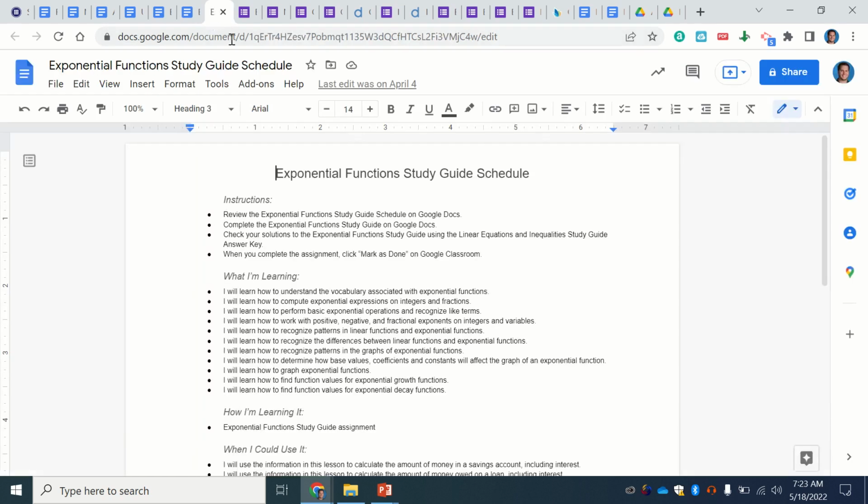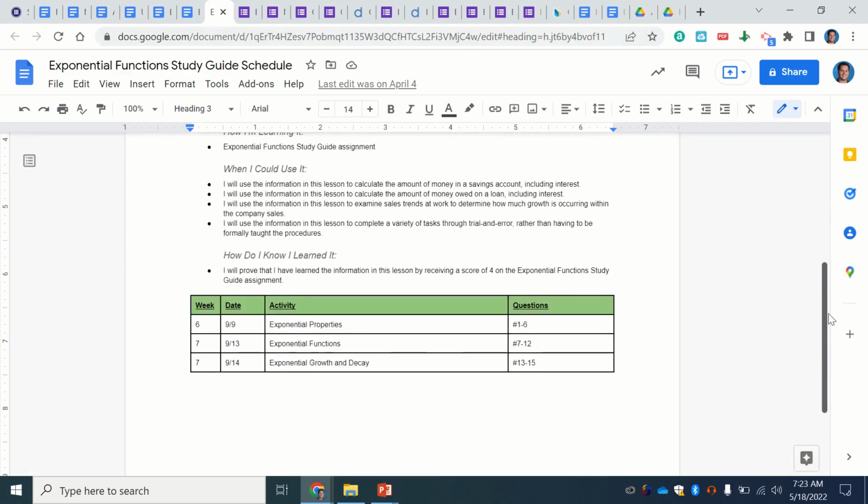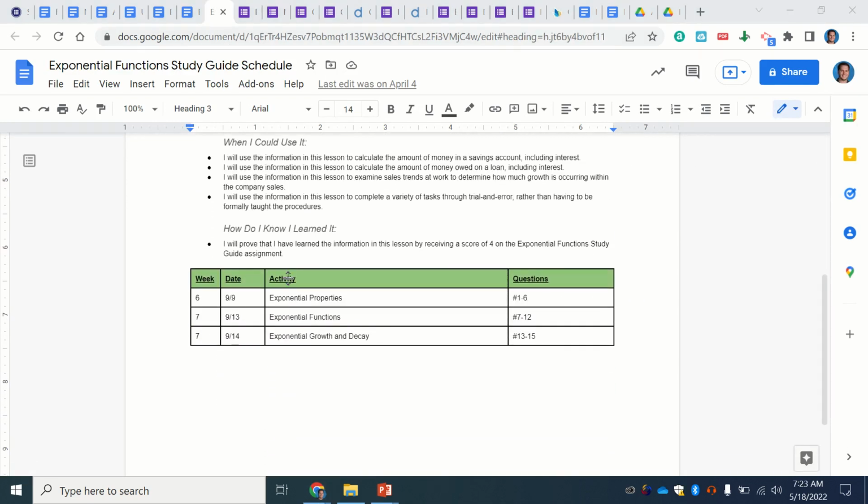Now to keep you on track, I've also included a schedule that tells you when you should be able to complete each of these parts. We can take a look and see that on September 9th, you should be able to complete the part on exponential properties, which is questions 1 through 6. By September 13th, you should be able to complete exponential functions, which is questions 7 through 12. And by the 14th of September, you should be able to complete exponential growth and decay, which is questions 13 through 15.